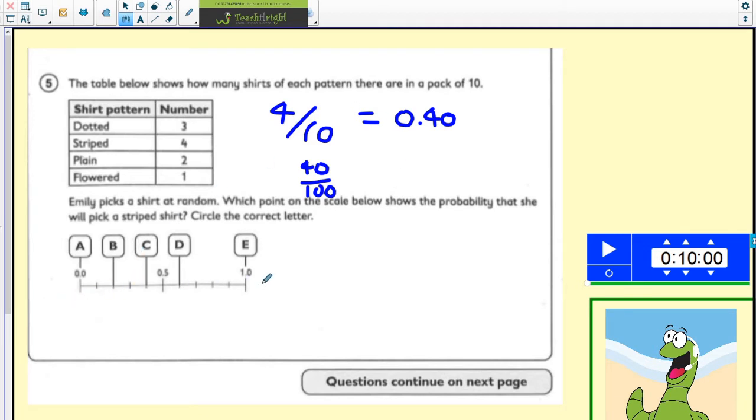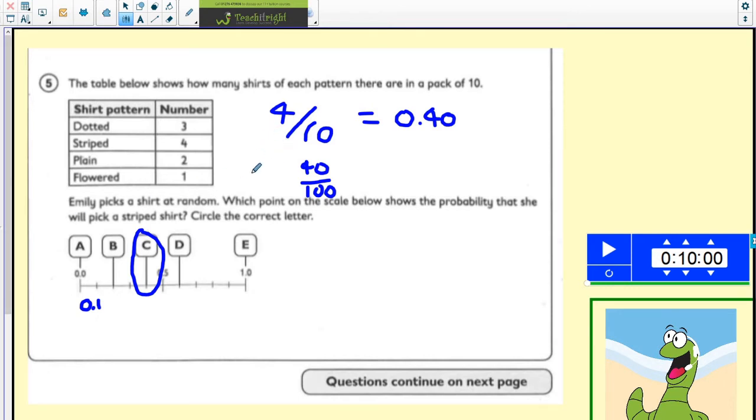So which of these on here is 0.4? Well, the answer is C, because I can see each gap is split into 0.1. So that'd be 0.1, 0.2, 0.3, 0.4, and so on. And that's because there's 10 gaps. We want to get between 0 and 1. So that's your answer, C.